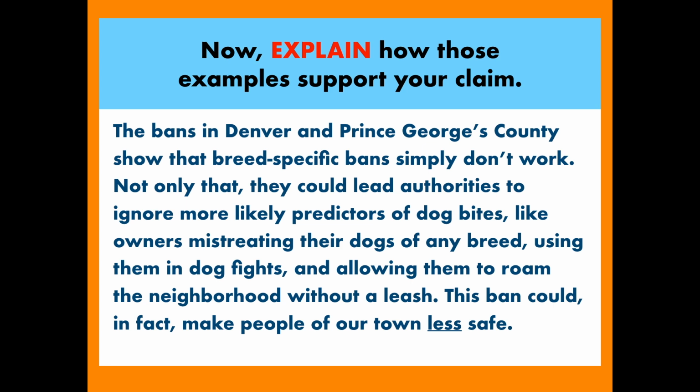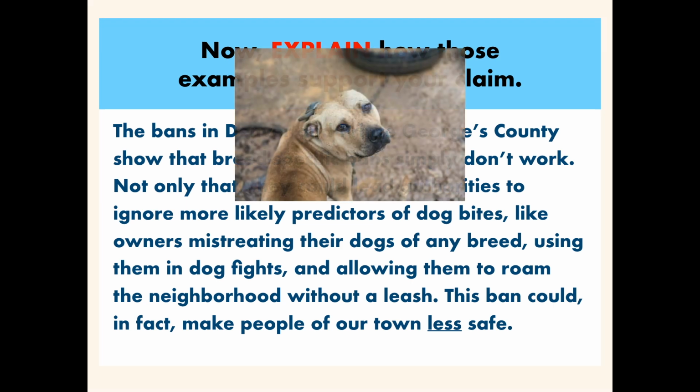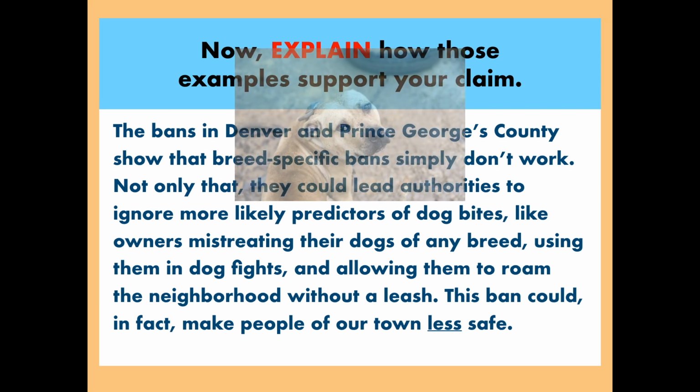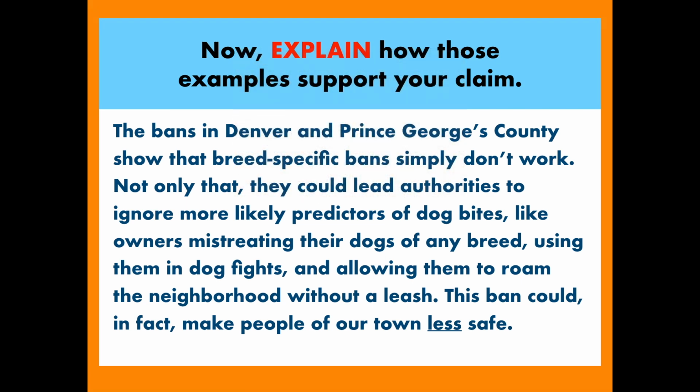Not only that, they could lead authorities to ignore more likely predictors of dog bites, like owners mistreating their dogs of any breed, using them in dogfights, and allowing them to roam the neighborhood without a leash. This ban could, in fact, make people of our town less safe. Do you see how that explanation tells your reader that your evidence supports your claim? It explicitly says it. Bans don't work, reminding your reader what point you're trying to make. It also elaborates on why a ban won't reduce dog bites.